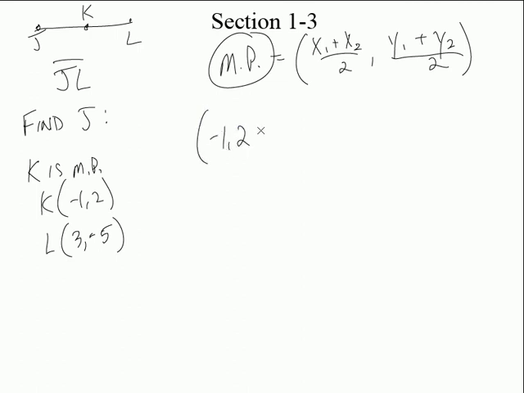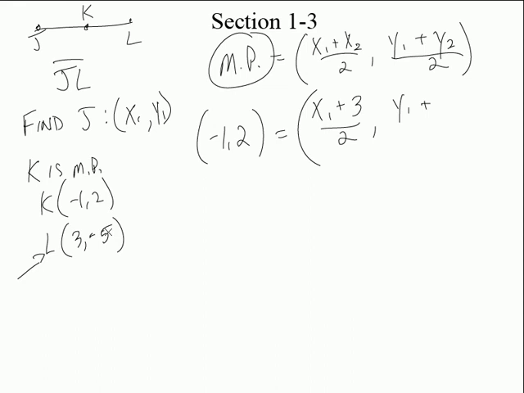So what I'm going to do is this. I'm going to write (-1, 2) equals, now look, I'm going to set it up on this formula, x1 plus x2. Now look, there's one point that I don't know. I don't know this point J, do I? I'll call it (x1, y1). So I don't know that, so I'll call it x1 plus, but I do know the other endpoint. What's the other endpoint? It's this one right here. What's the x? It's a 3. I'm going to put it over 2. Let's do the same thing with the y. I don't know the y, but I do know the other y for the other endpoint, which is -5. Put that over 2.